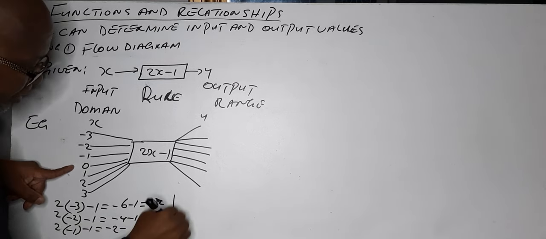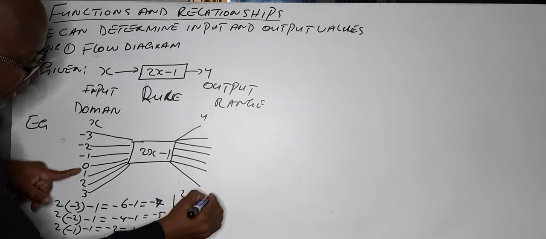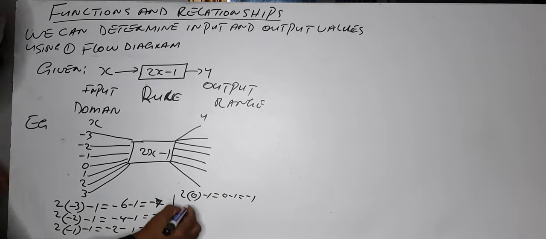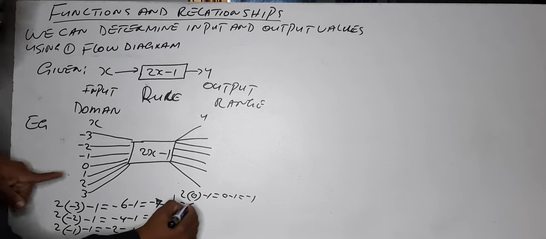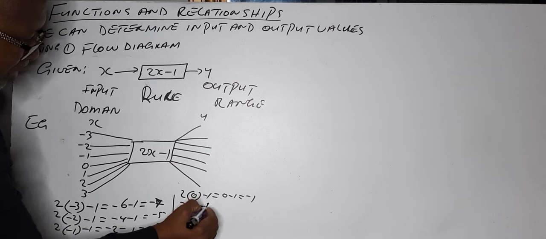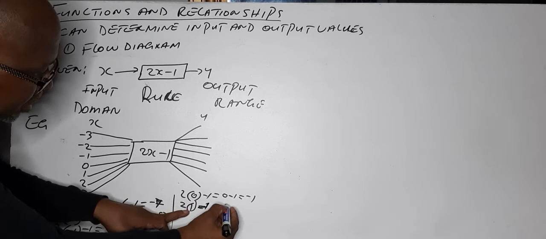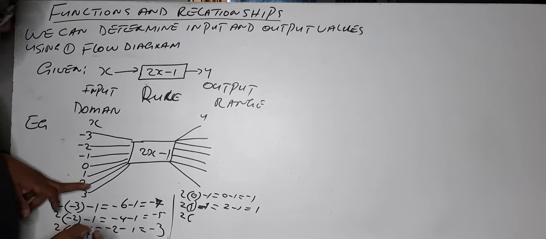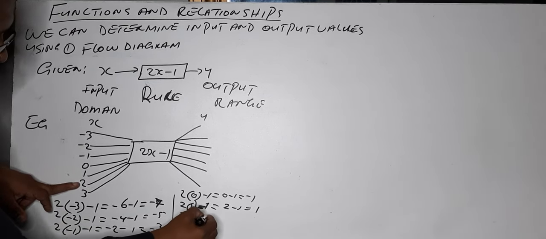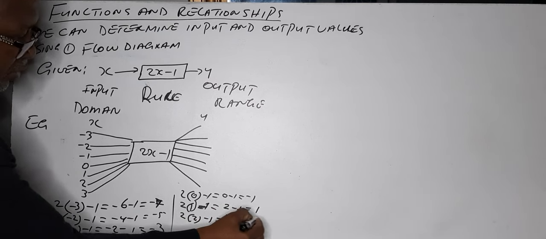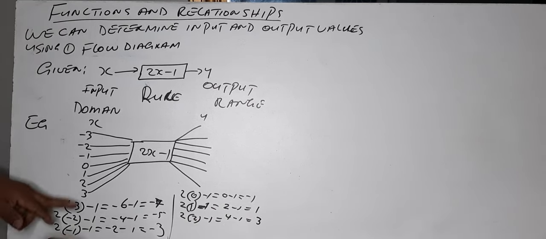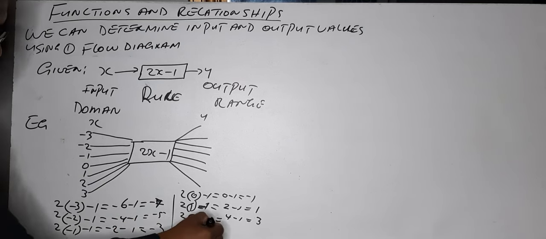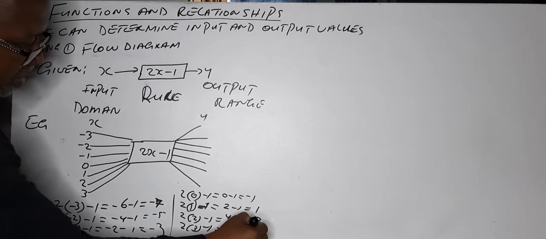Then you go on having your 2 into 0 now, minus 1, which is your formula. It is going to be 0 minus 1, then the answer is minus 1. When you are having your x as 1 now, 2 times 1 is 2, minus 1, then the answer is 1. Then what if you are given 2 as the value of x now? It will be 4 minus 1, which is 3. Then lastly, you'll be having your 2 and you are having your 3 as the value of x there, and minus 1 is equals to 6 minus 1, which is 5.